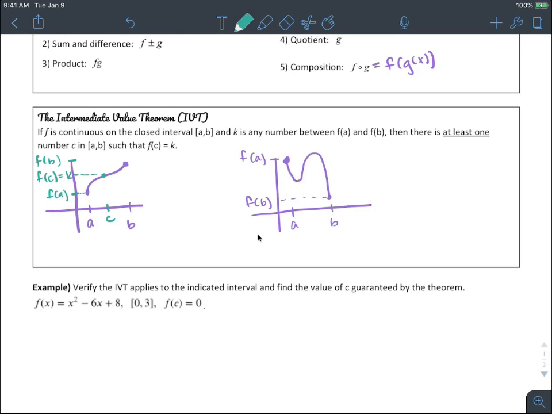So I'm going to go ahead and say, no, let's go up here. That's k. How many inputs give me an output of k? Well, it looks like three inputs right here. So this would be c1, c2, c3. So all we're saying is that if the function is continuous, there's some x value that matches some output in between f of a and f of b. Okay? So let's do an example.